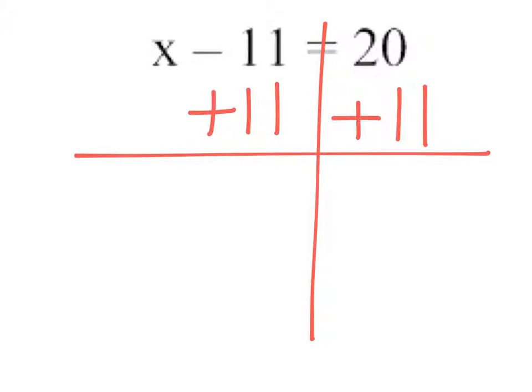-11 plus 11 is 0. So the -11 plus 11 goes to 0, so you get rid of it. You're left with x is equal to 31.